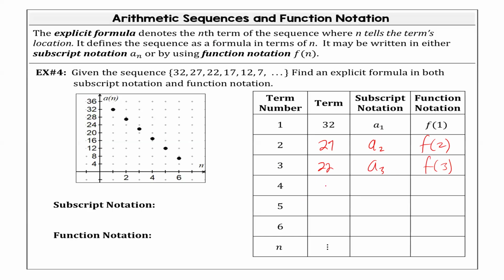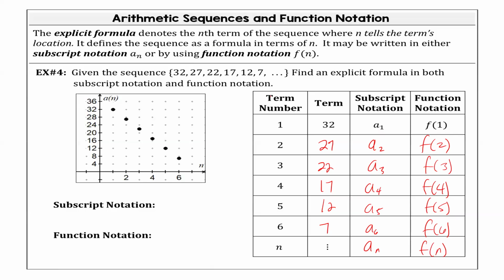Okay, what about 4? 17. So A sub 4 equals 17, f of 4 equals 17. What about 5? 12. So A sub 5 equals 12, or f of 5 equals 12. And 6. 7. A sub 6 equals 7, or f of 6 equals 7. Okay? And these rules apply to any nth term and to any value of n.